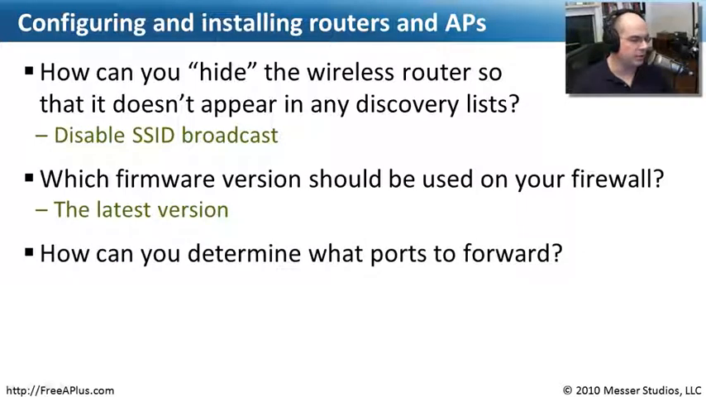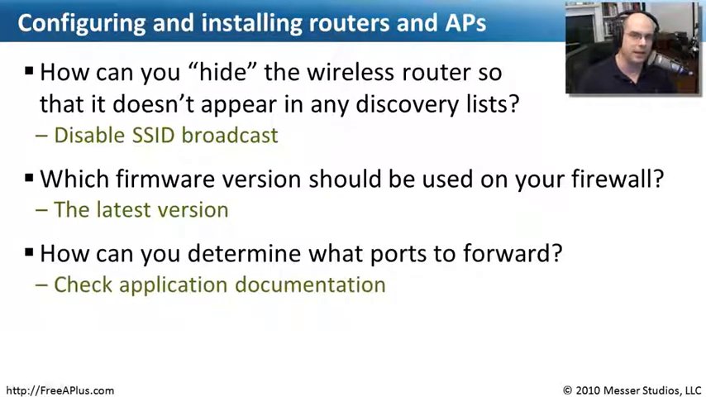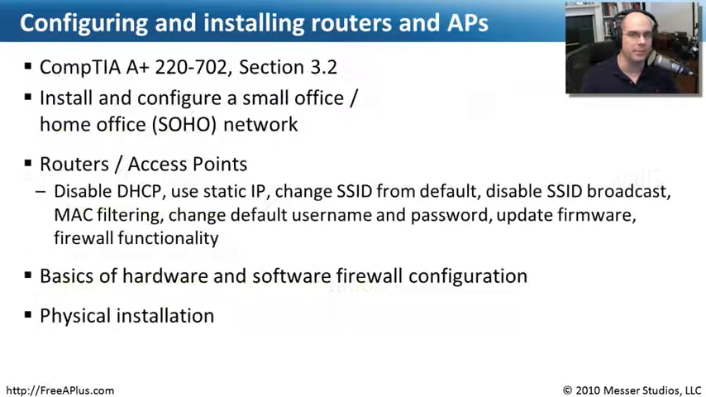And our last question is, how can you determine what ports to forward? Whenever you're doing port forwarding, or maybe you're doing port triggering, you should always look at the documentation and know how the application works. Most of the time, your documentation is going to have the information you need about how the application operates at the port level, and that's exactly what you should put into your firewall and configure so that you're able to route that traffic properly. That covers the requirements from our 220-702 section 3.2.